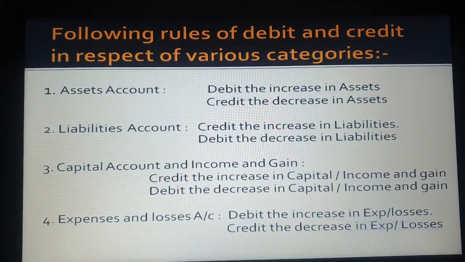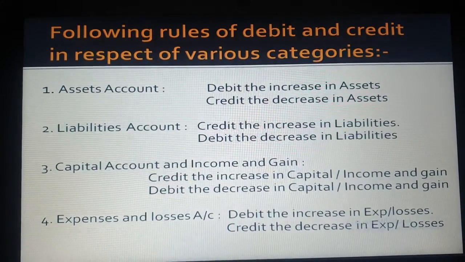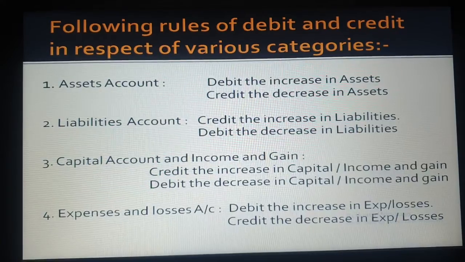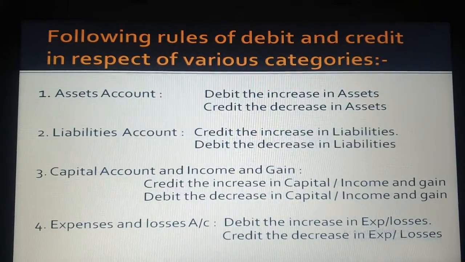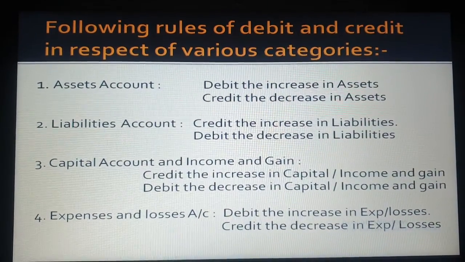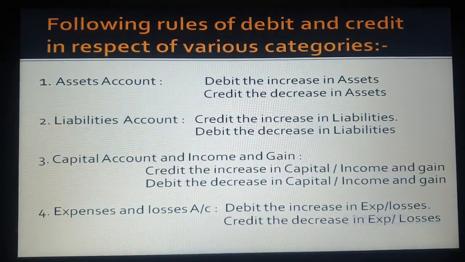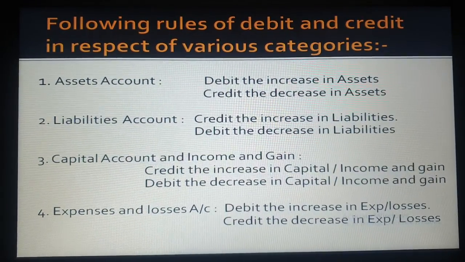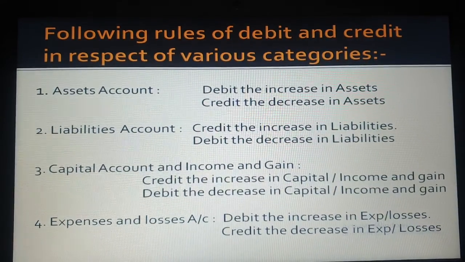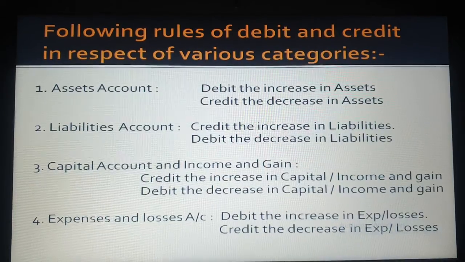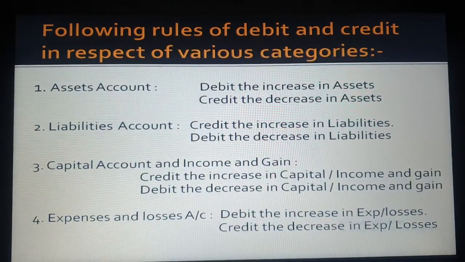Now the fourth one, expenses and losses. Increase in expenses and losses will be recorded on the debit side, and decrease in expenses and losses will be recorded on the credit side. So we can say in a nutshell that the rule of asset account and expenses and losses account is the same, because in both cases, increase in asset, expenses and losses is recorded on the debit side, and decrease in expenses, losses and asset will be recorded on the credit side.